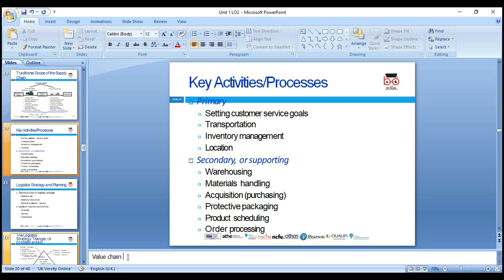If you don't have secondary activities, let's say you manufacture but you don't have a warehouse to store it, you don't have a material handling machine, you don't have acquisition and purchasing. You can raise the question of why these are secondary instead of primary.